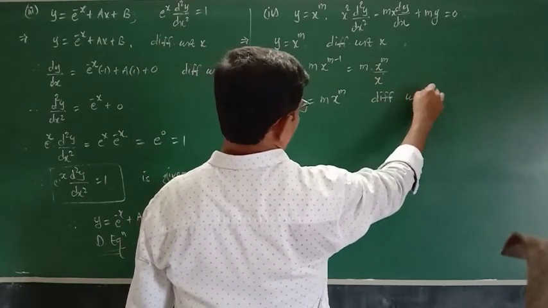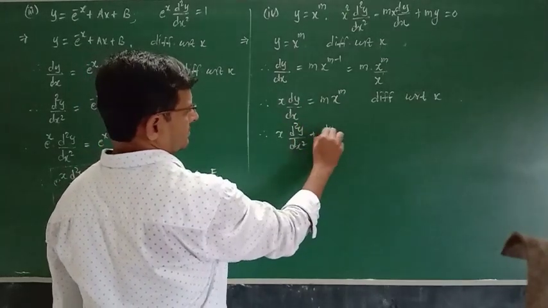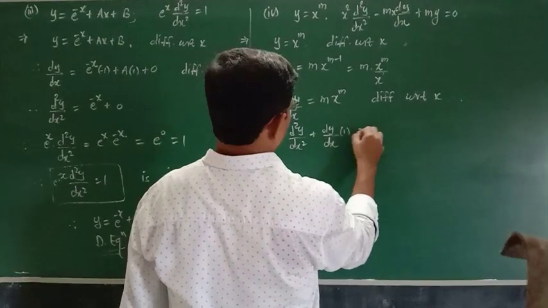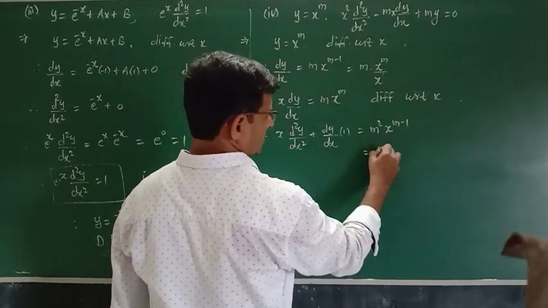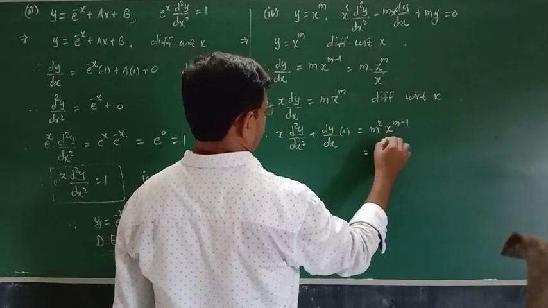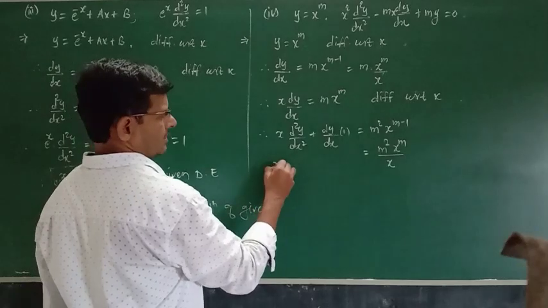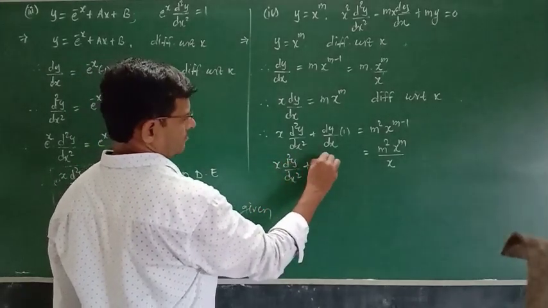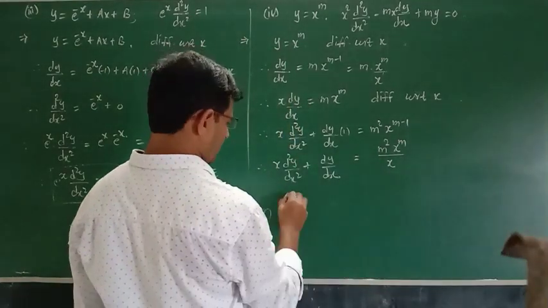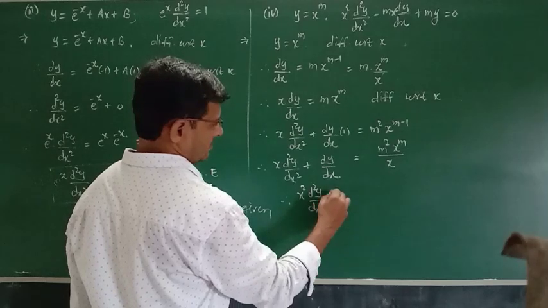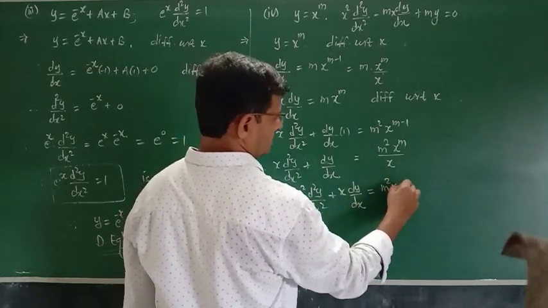Differentiate again with respect to x. By the product rule, x into d2y by dx square plus 1 into dy by dx, with the derivative of 1 equal to m square into x raised to m minus 1, that is m square x raised to m upon x. So x d2y by dx square plus dy by dx equals that. Multiply the total equation by x. So x square d2y by dx square plus x dy by dx is equal to m square x raised to m, which is m square y.